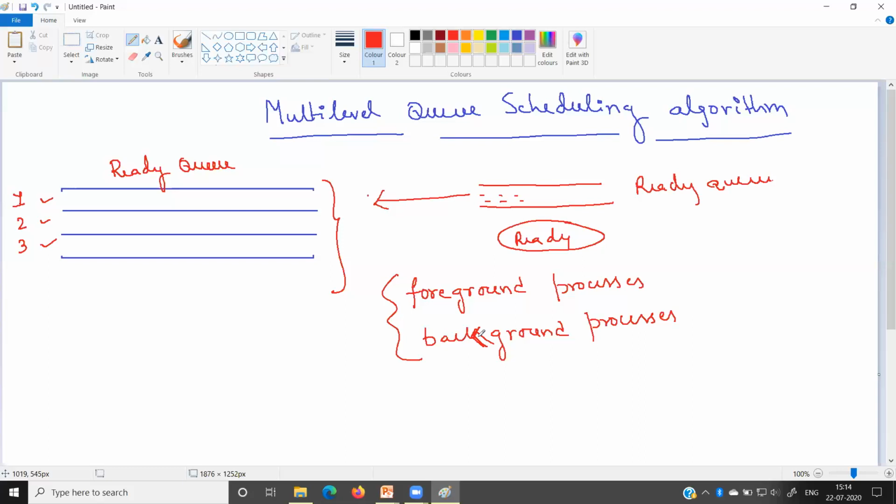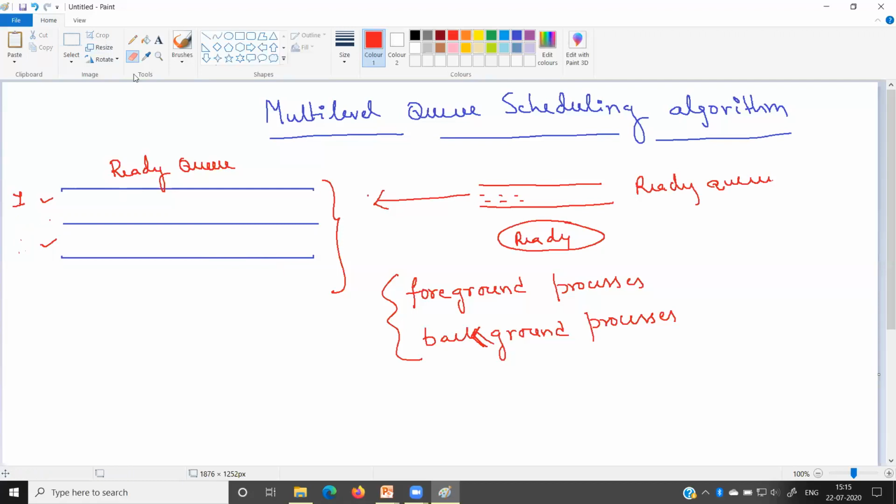Fine. So in case of multi-level queue, this ready queue, if we divide the processes into two sets, foreground and background processes, then the ready queue will be divided into two sub queues. So consider this is my ready queue, or rather we can modify it. Here there are three sub queues and we will convert it into two sub queues: sub queue number 1 and sub queue number 2. One is used for storing foreground processes and the other for storing background processes.